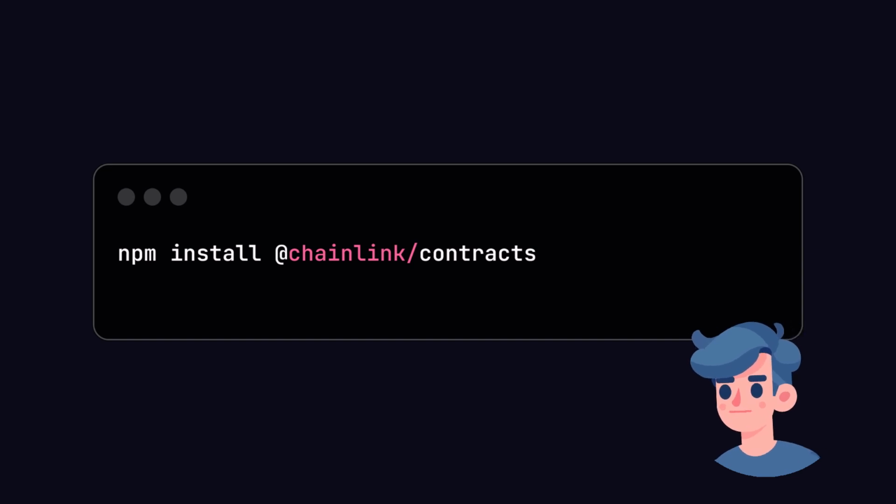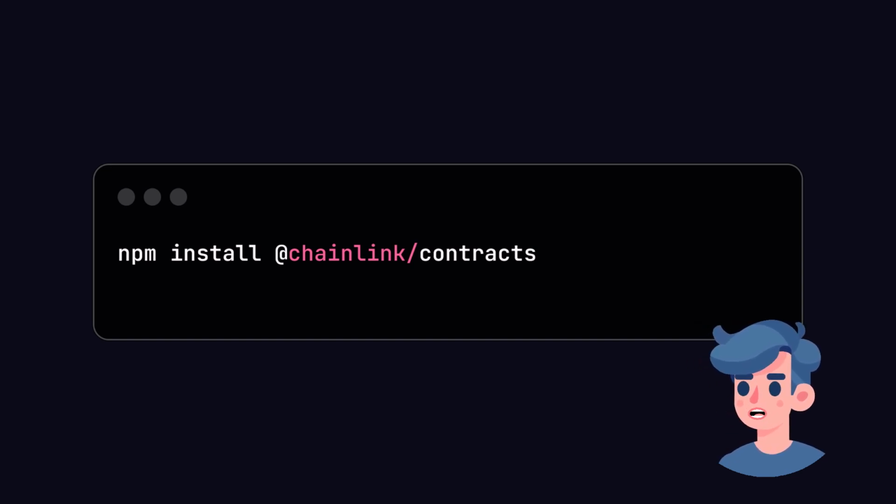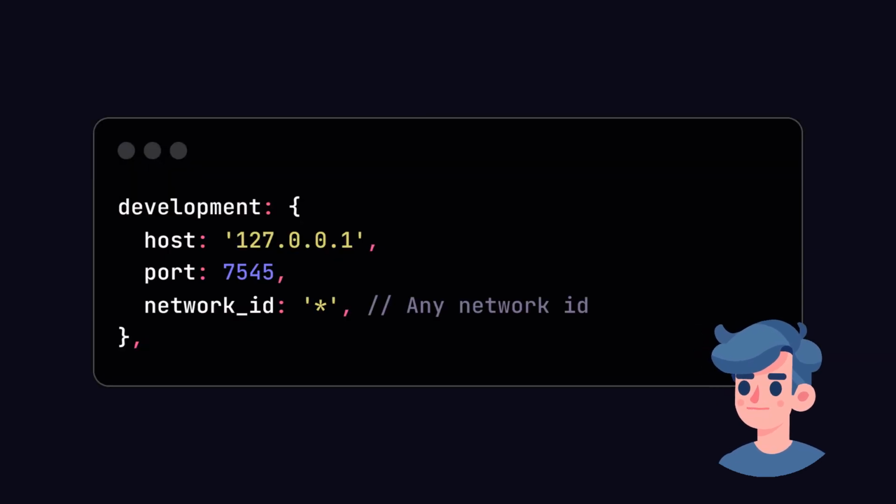Next, let's install the Chainlink contracts. Use npm to install them by running this command. Now, let's update our development environment. In your project folder, locate the truffleconfig.js file and ensure that you have configured Ganache as your development network. Here's how you can set it up.